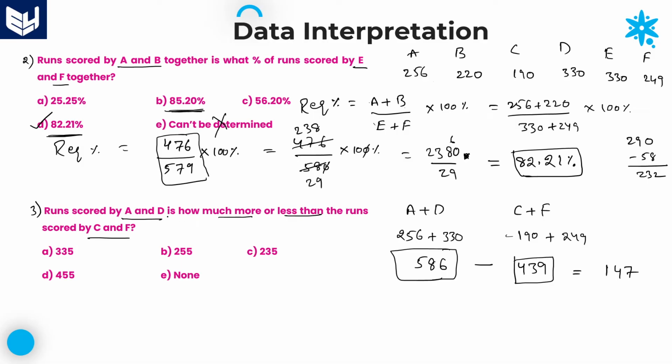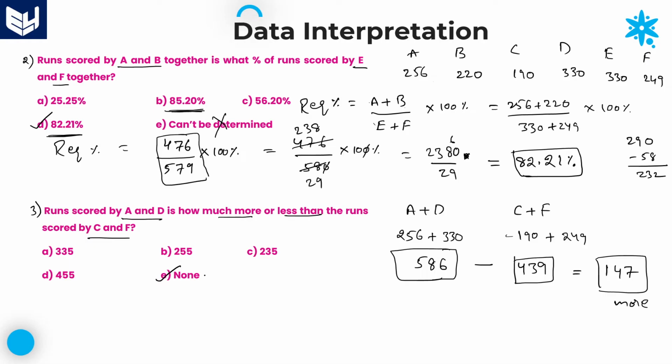Runs scored by A and D is how much more or less than that of runs scored by C and F. So option 147, that is more. 147 more. That is the required answer for this question. Once look at the options, 147 is not there in any of the options, right? So you just go with option E, none of these. Option E is the right answer for this question.